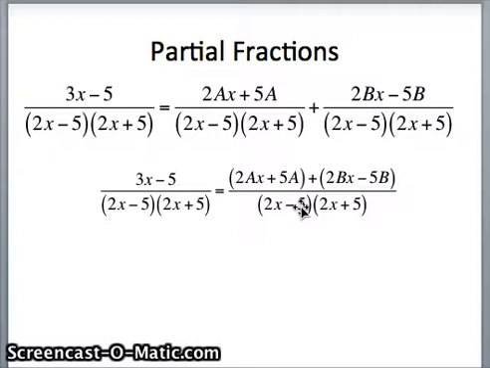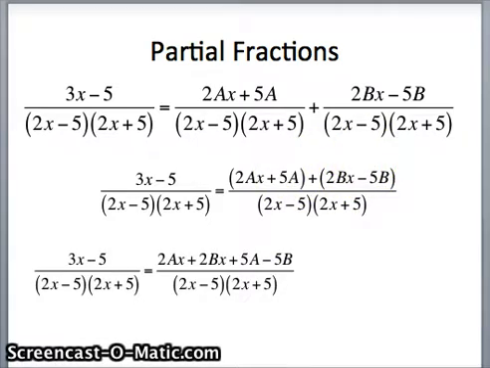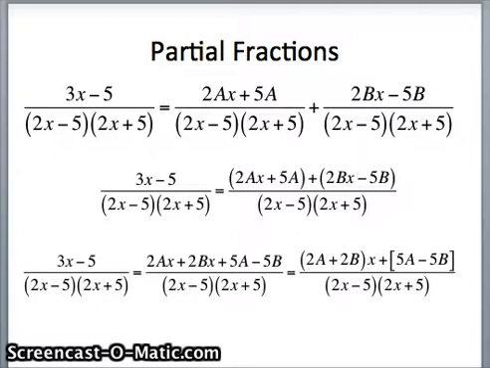Then we want to collect our like terms. So the x terms, 2ax plus 2bx, and the constant terms, 5a minus 5b. Rewriting that way, we now see all of the x terms are together, all of the constant terms are together. How is that going to help us solve for a and b? Well, factoring the x out of those two, we get 2a plus 2b times x, and constant terms 5a minus 5b.